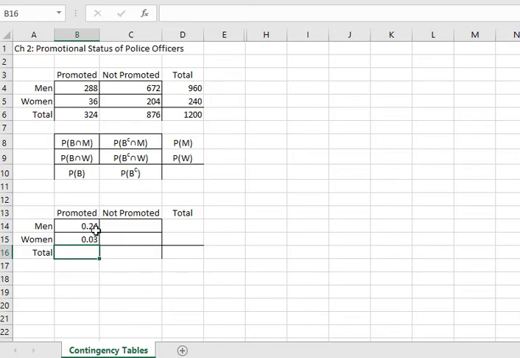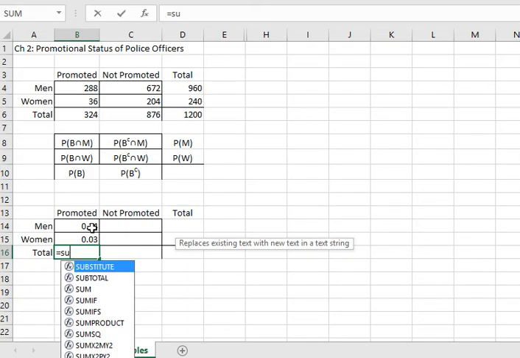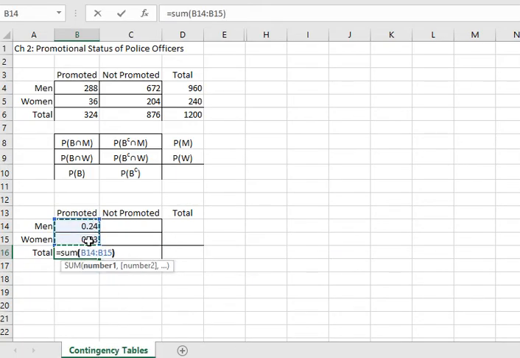So what this is saying is that of the 1,200 people on the force, 24% that were promoted were men, and women promoted consisted of 3% of the force. So the total officers promoted is the sum of the men and the women promoted, or we can see that 27% of our force was promoted. So now we'll do the same thing for not promoted. 672 divided by 1,200. And 204 divided by 1,200. Again, we want the sum of those.